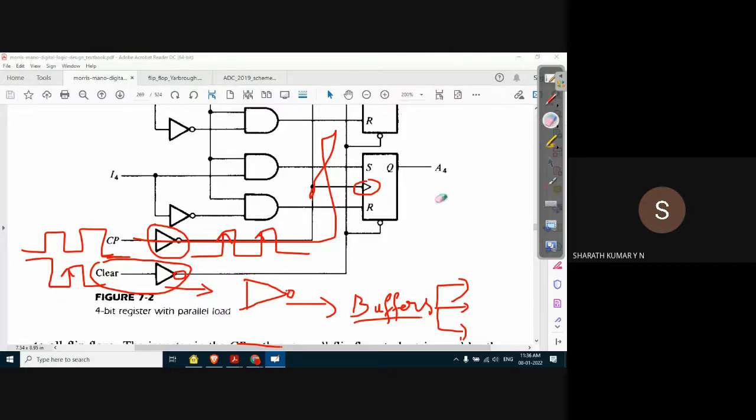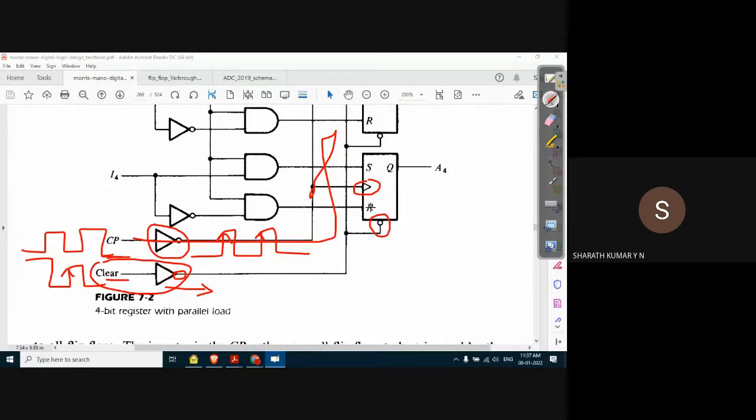What is the purpose of this buffer? Let us understand the connection of the buffer. This clear input is connected to the CLR input of a flip flop. What is the CLR, guys? In the last class, if you remember, we discussed clock pulse with two additional inputs. They are called preset and clear, represented as PR and CLR. What is the function of these two?